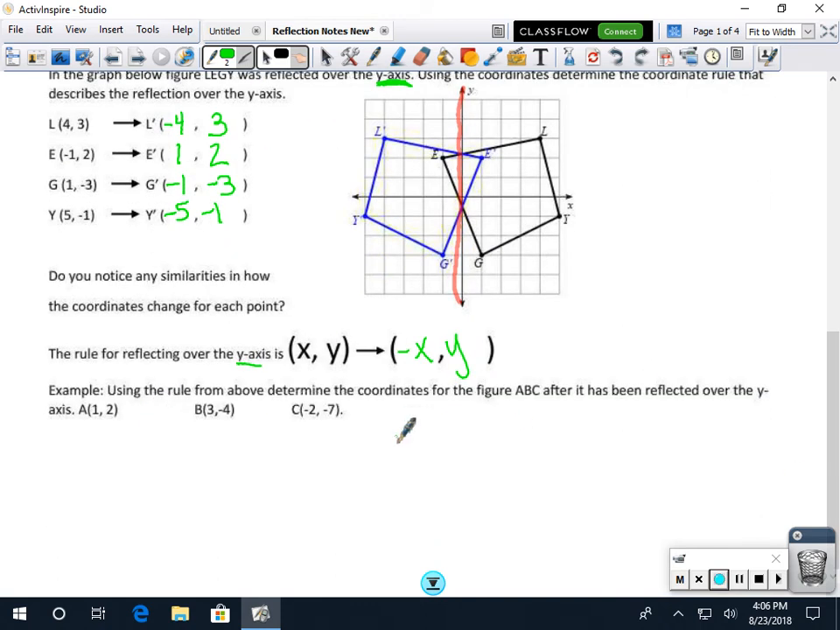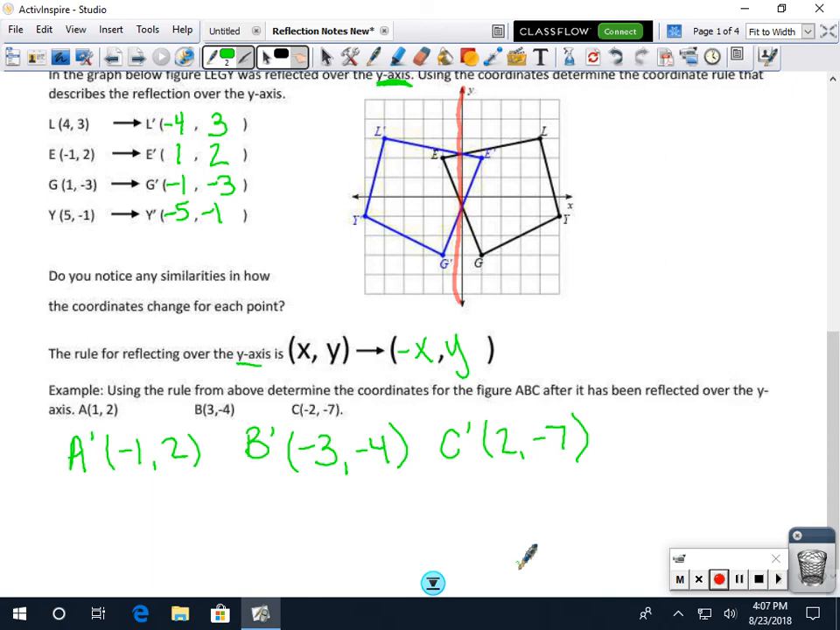Using the rule from above, determine the coordinates for the figure ABC after it's been reflected over the y-axis. If A starts at 1, 2, then A prime would be at negative 1, 2. B is at 3, negative 4, so B prime would be at negative 3, negative 4. And C is at negative 2, negative 7, so C prime would be at positive 2, negative 7.